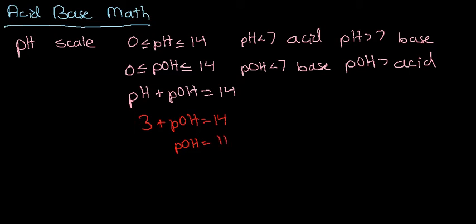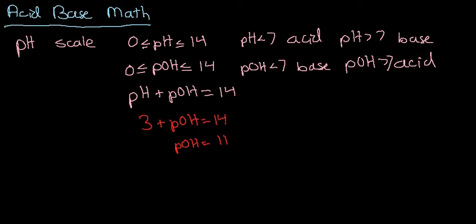And so the pH of 3 corresponds to an acid as it's less than 7. And a pOH of 11 also corresponds to an acid because it is greater than 7. Forgot to write that in here: pOH greater than 7 is an acid. So all right, that's pretty cool. Those two are related to each other.